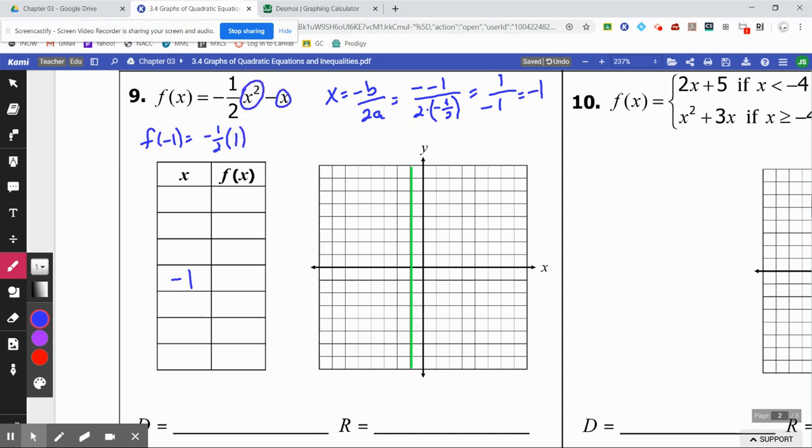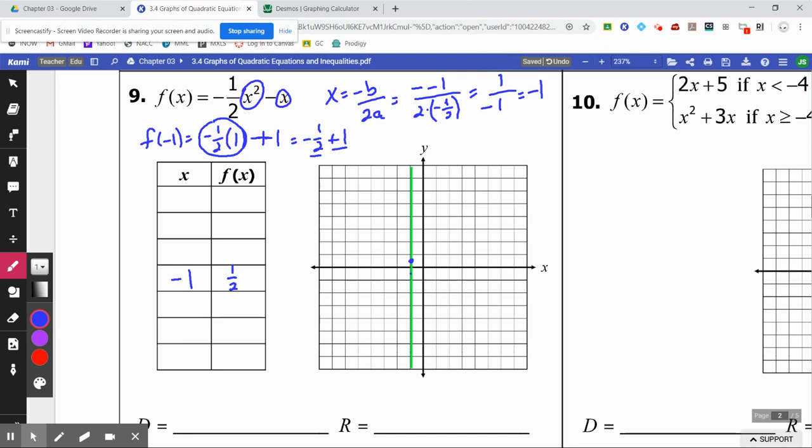Then you have negative 1, which would be a plus 1. So we've got to do negative 1/2 times 1. That'll be negative 1/2 plus 1. Same thing as 1 take away a half, which would be 1/2. So my vertex is at negative 1, positive 1/2, which is located here. So go left 1 and then go up half a box.